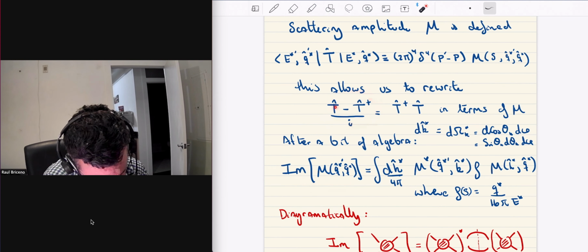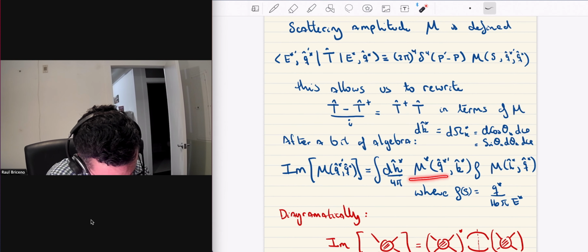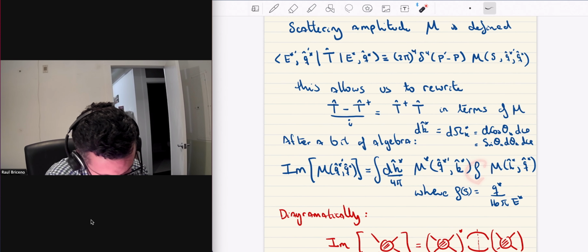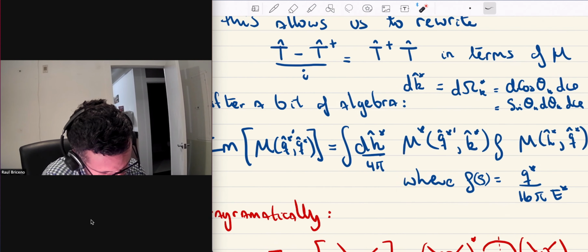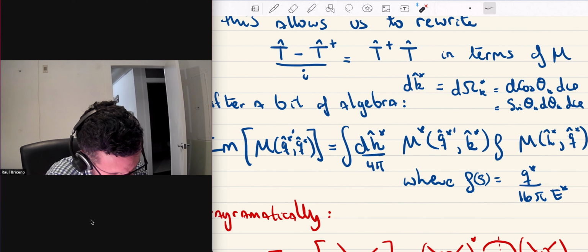This looks like a T minus T dagger divided by i. This looks like an imaginary part, up to factors of 2. T dagger T looks like a complex conjugated M times an M, and then there's a phase space factor, which is just some kinematic function. This kinematic function depends on q star, the relative momentum of the system, divided by 16 pi over E star, the center of mass energy.